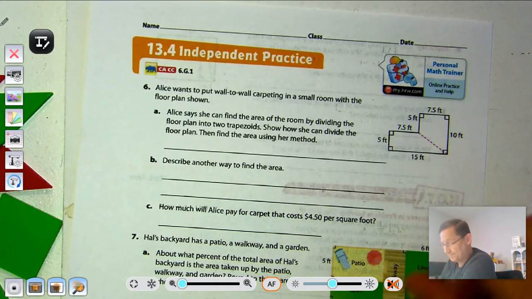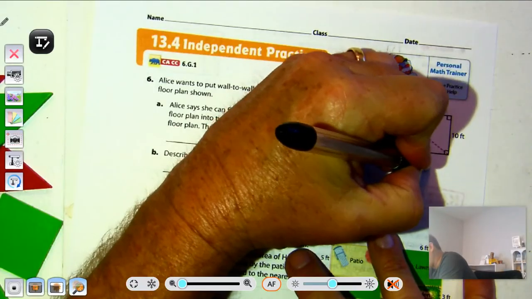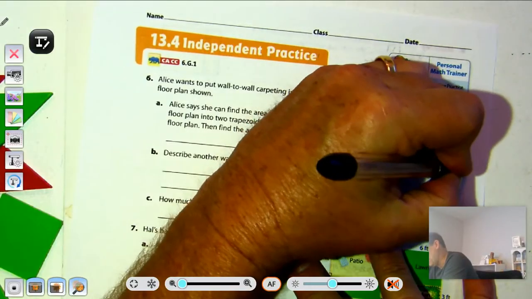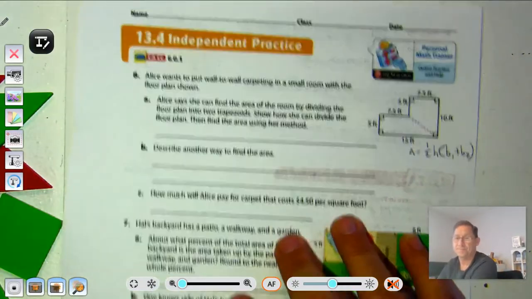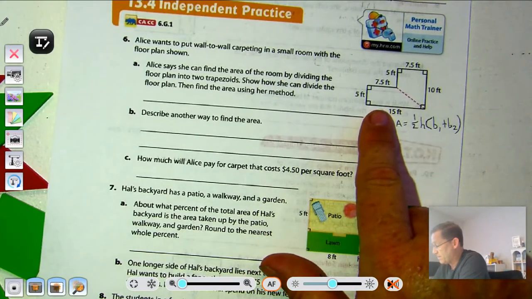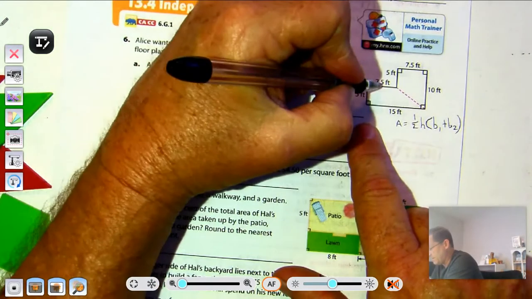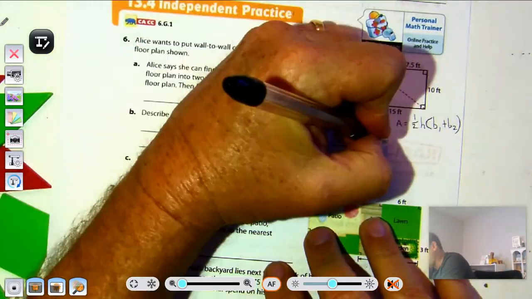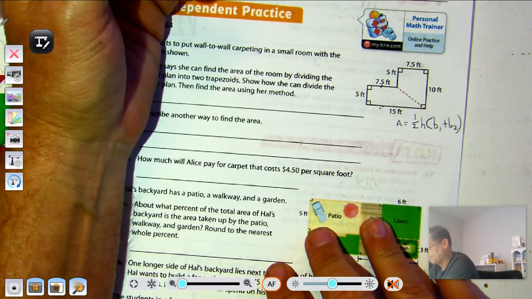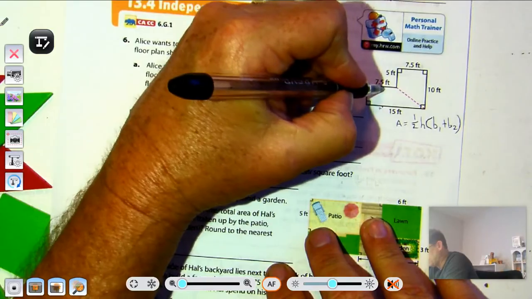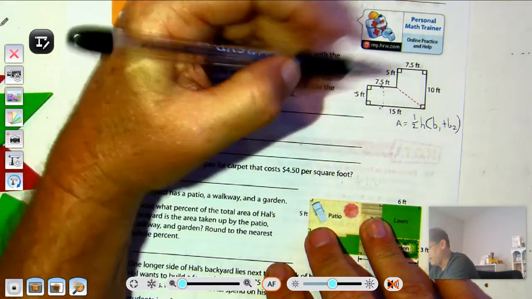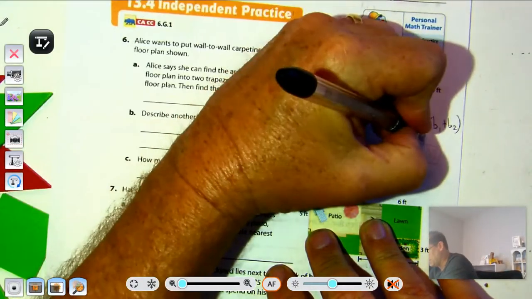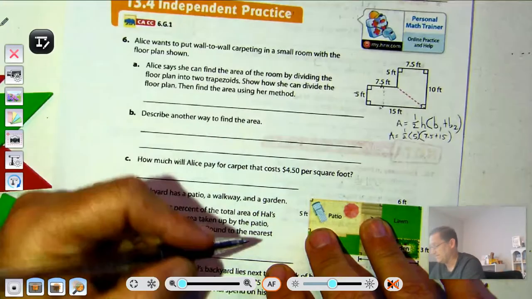So let's find the area of that. So what's the formula for trapezoid? Half the height times the sum of base 1 and base 2. All right, so let's work on this one first. All right, so we have this base and this base. Okay, so what's the height? What's the space in between those? Well, it's 5 feet, right? So 1/2, 5, times the sum of 7.5 and 15.